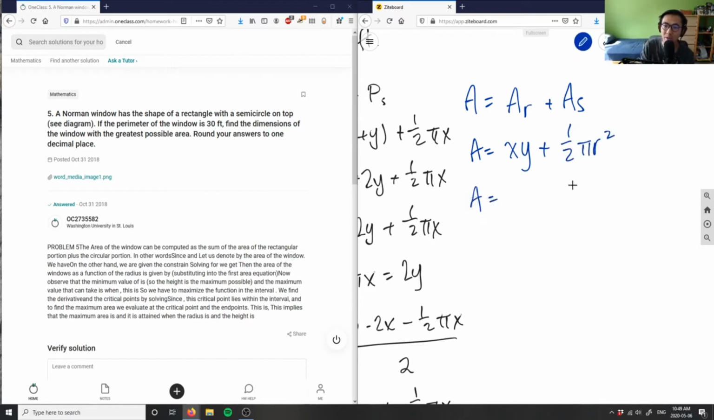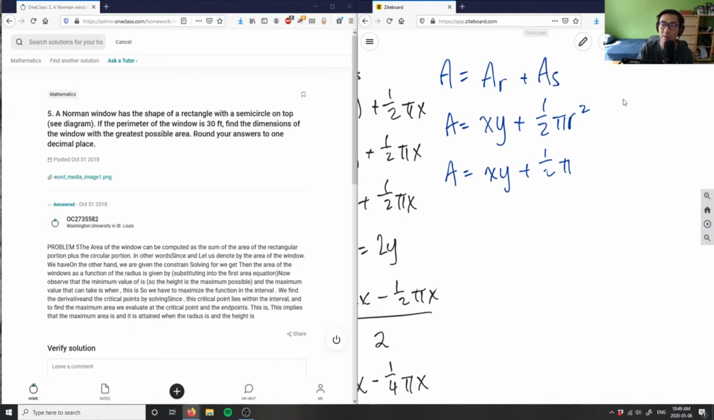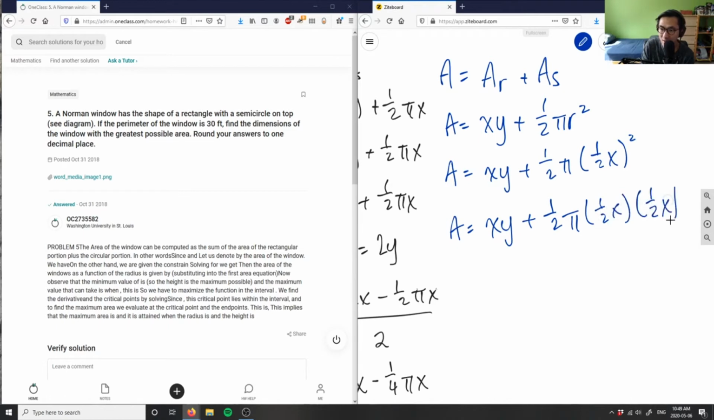And then I know my relationship between x and r, right? So r here, I know that it is half of x, right? As you can see, it's half of x here. So I can input simply, this guy here would be half of x squared, right? I'm just simply making r here equals half of x, right? I can kind of clean this up first before I do the derivative. So A equals x times y plus half pi, and then I have half x squared. Half x squared is simply just, I can rewrite this as half x times half x.